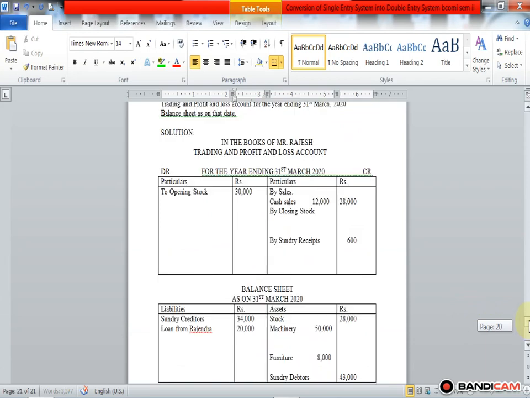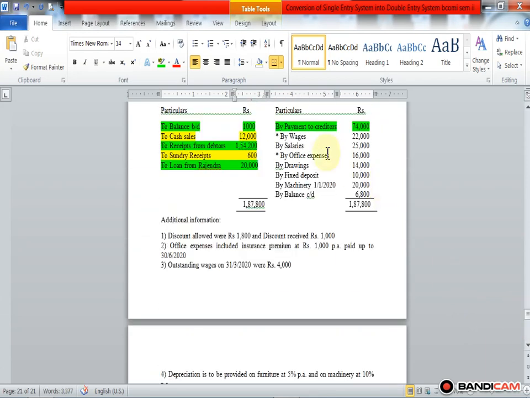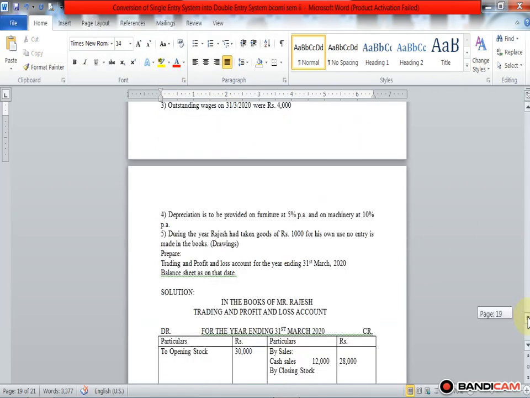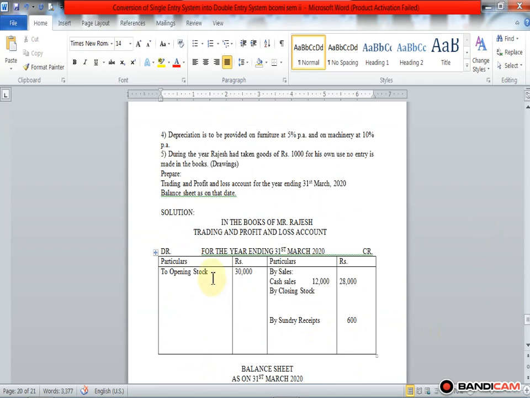Again, then wages. But adjustment is given on wages, so write down the amount in the inner column, and wages is transferred or posted on the debit side of trading account. Why do we write down the amount in the inner column? Because here adjustment is given on wages. So here too wages amounted to rupees 22,000.